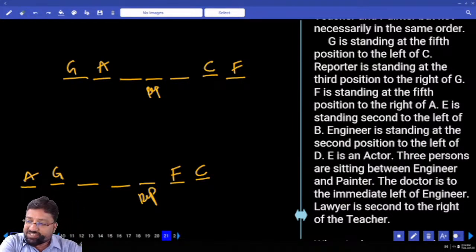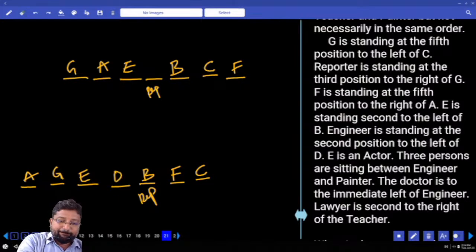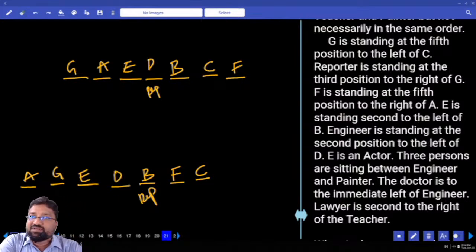Clear? Next, E is standing second to the left of B. There is only one possibility, B, E. Who is left out? A, B, C, D. E is standing second to the left of B.